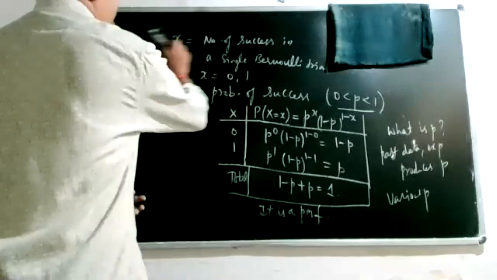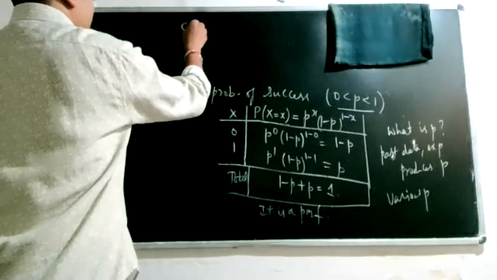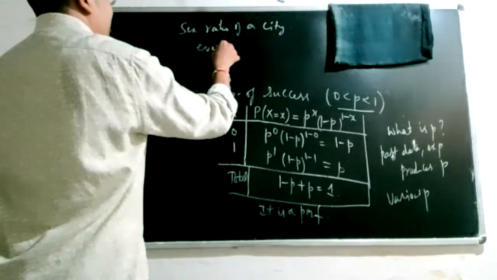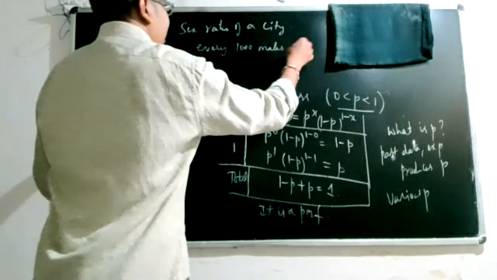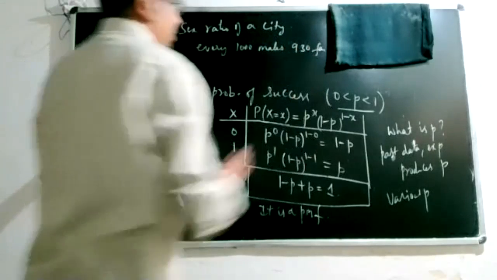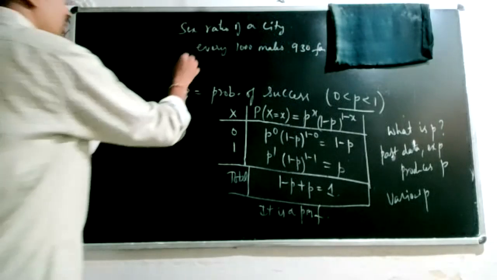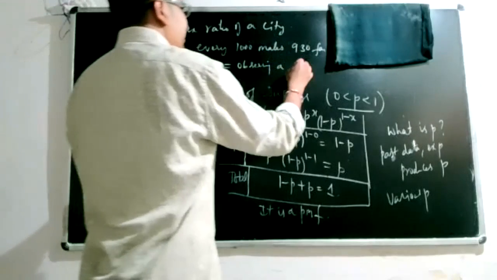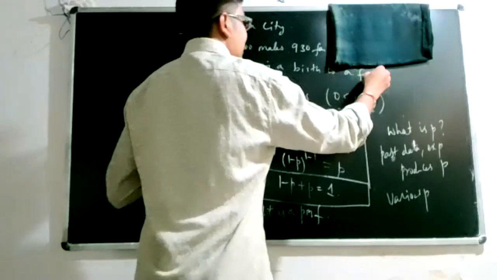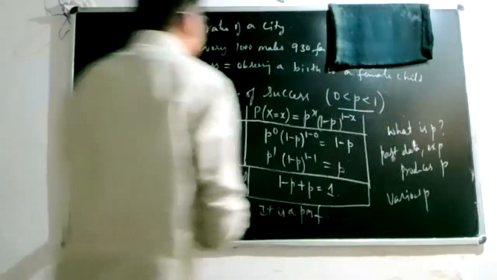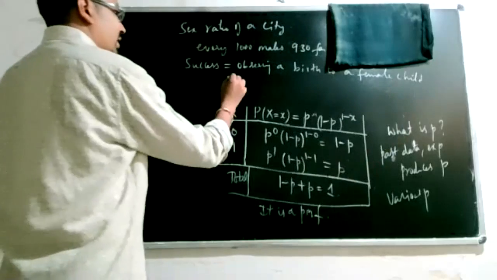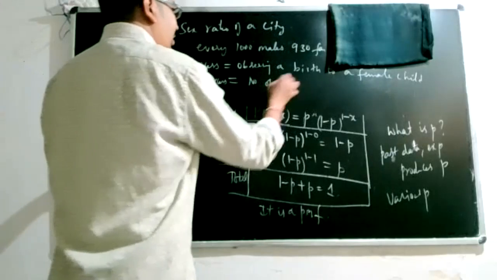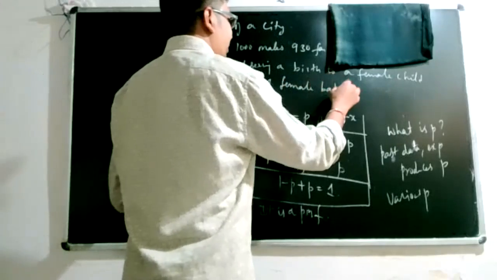So let me say that I'm looking into a case where I have the sex ratio of a city. Let me say for every 1,000 males, there are 930 female babies. So this is what my past data is telling. Let me define success as observing a birth to a female child. Or the other way to put this is you're counting the number of successes. The number of successes can be defined as the number of female babies in a single birth.